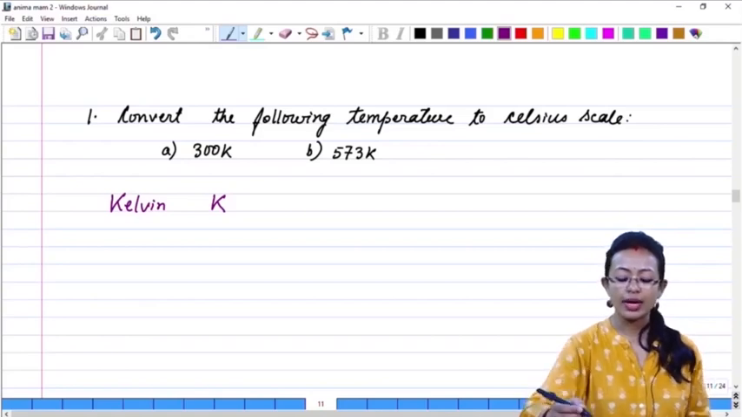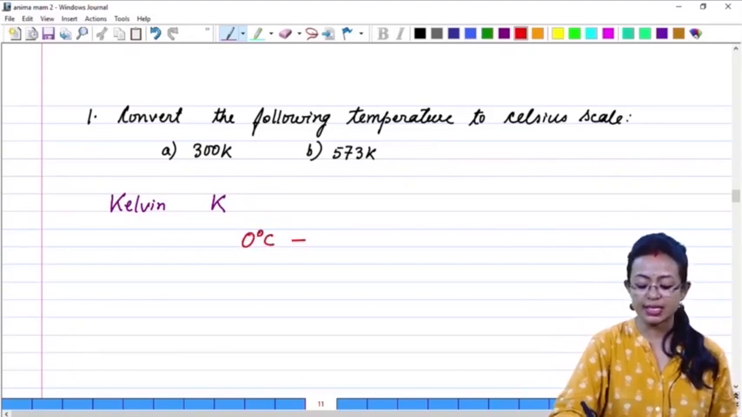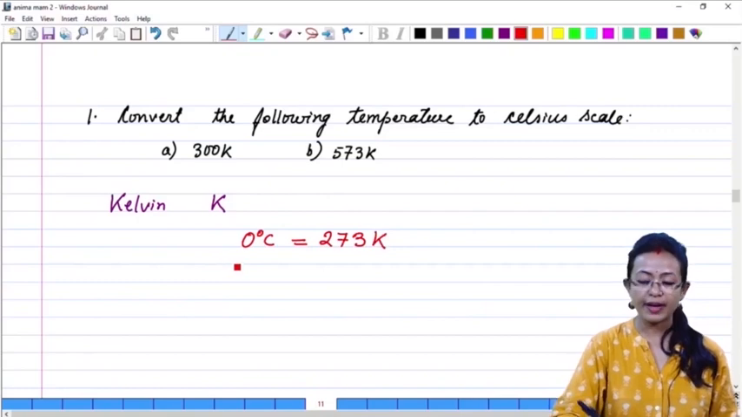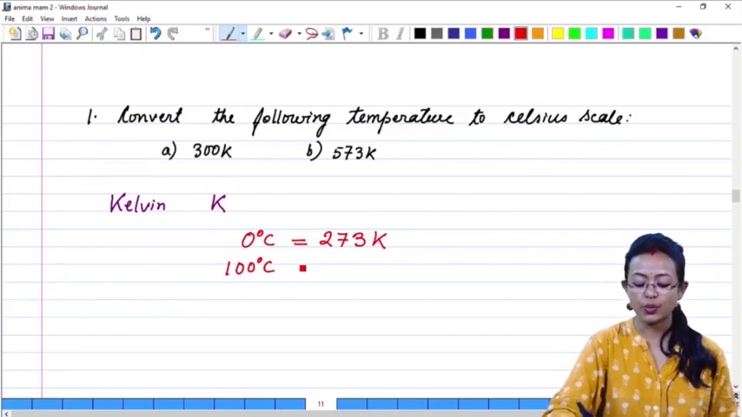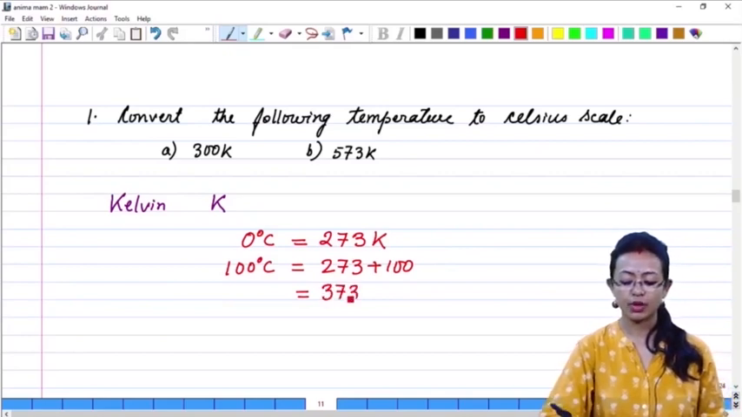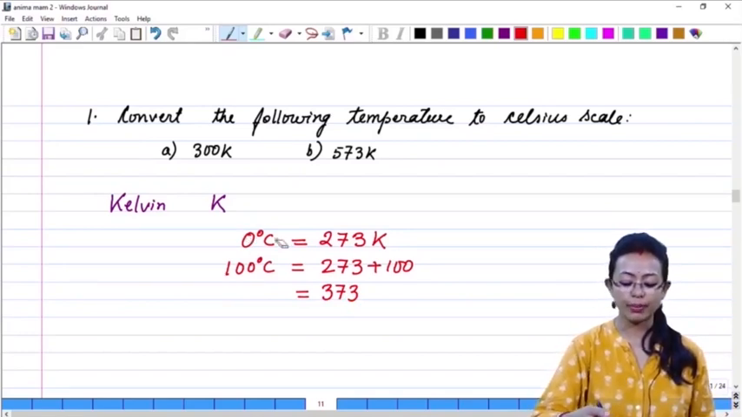Alright. Now, an important thing about Kelvin is that it is found that 0 degrees Celsius is equal to 273 Kelvin. So, if I have to see the boiling point of water, we know that it is 100 degrees Celsius, which will be equal to 273 Kelvin plus 100. That means the boiling point of water in terms of Kelvin is 373. Alright. Now, taking this into account, let us solve these numerical problems.